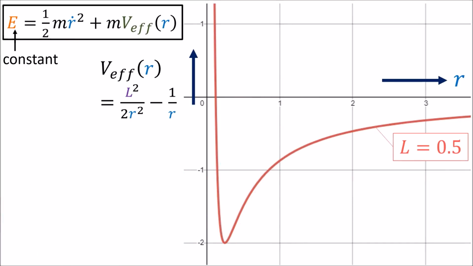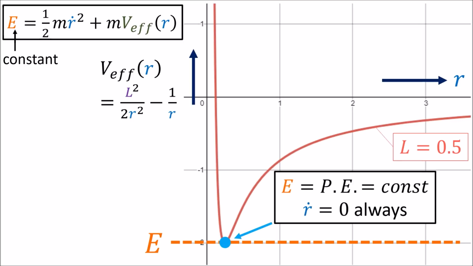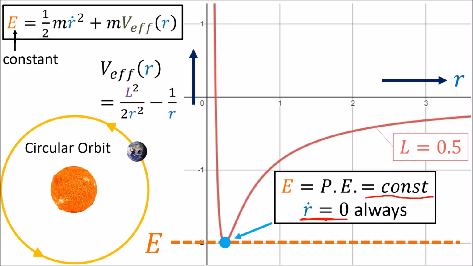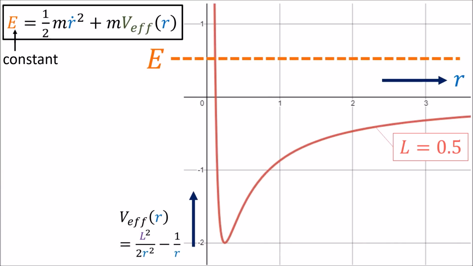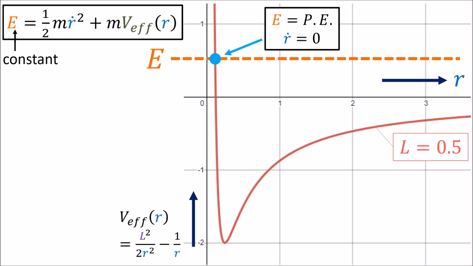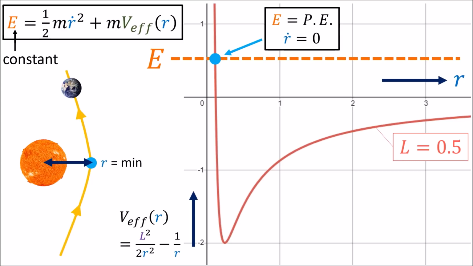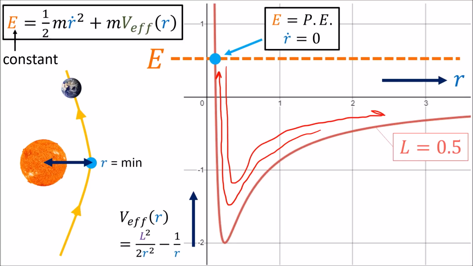If instead the total energy line is exactly at the bottom of the potential well, then the potential energy and total energy are equal for all time. This means that the r dot term is 0 for all time, so the radius is constant for all time. This corresponds to a circular orbit with a constant radius. If the energy is very high, above the potential well, then the mass has too much energy to be caught in an orbit. So it just approaches the central mass, then leaves again and goes off to infinity, getting deflected by some angle.